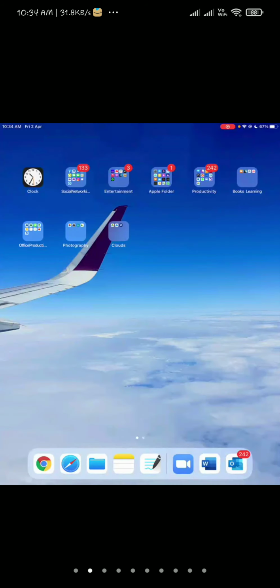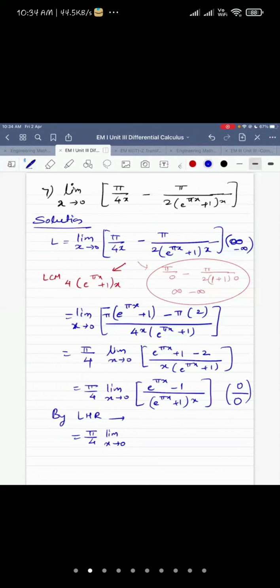So we have the term in 0 by 0 form. Now apply LHR. So what does it give? The derivative of the numerator is pi e raised to pi x. The derivative of 1 is 0, right? And the denominator is now e raised to pi x plus 1 as it is. The derivative of x is 1, plus x as it is. The derivative of e raised to pi x is pi e raised to pi x. So we get it in this form, right? Now again you put the values.